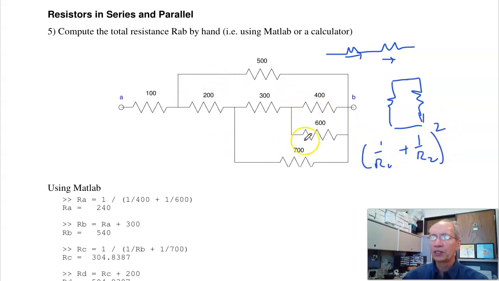So I've got to look at the circuit and try to figure out what's in series, what's in parallel. The 400 and 600 are in parallel. So adding them as the sum of the inverses inverted, this is 240 ohms.